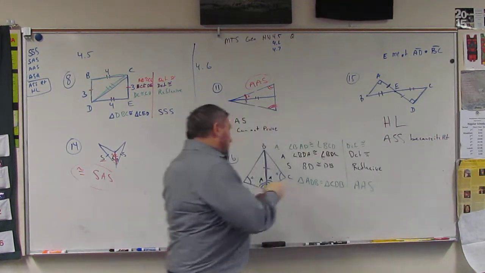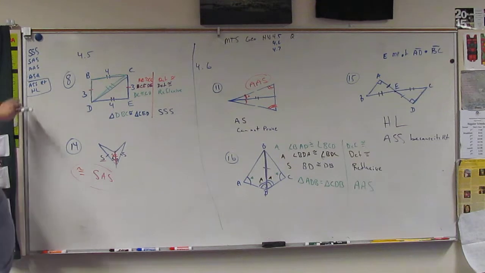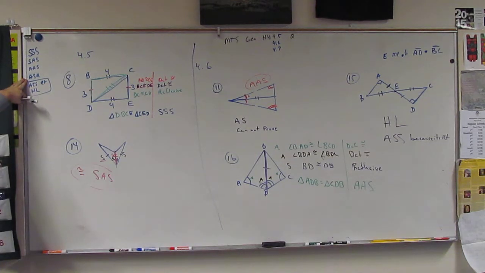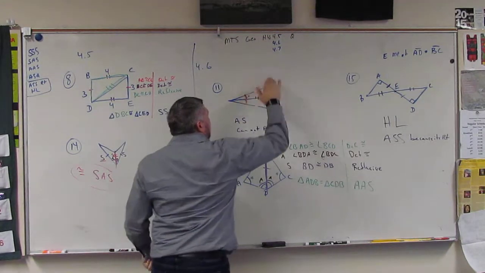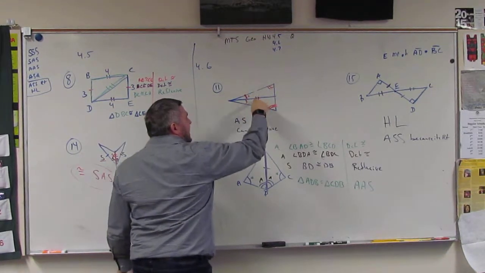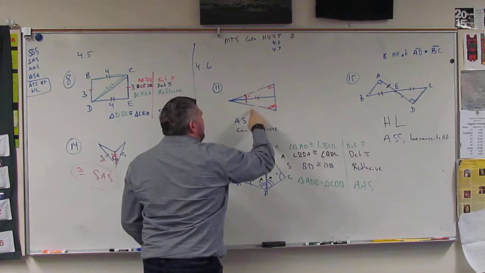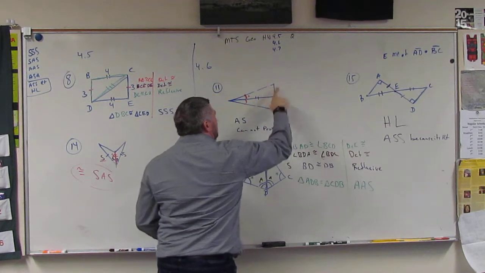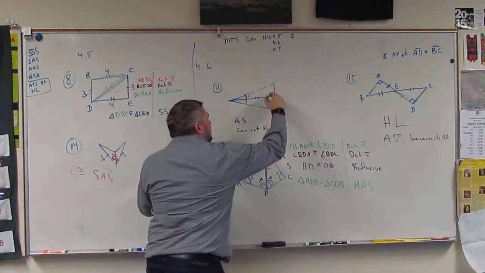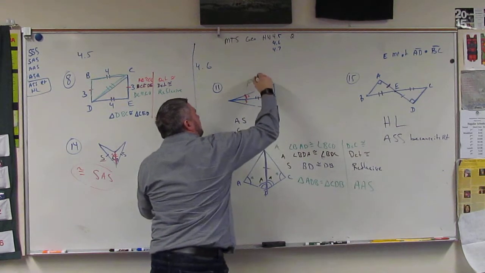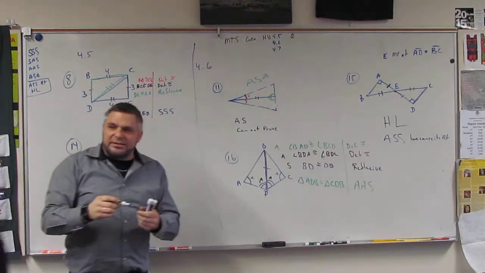Now the only one we didn't prove was what? Angle side angle. So look up here. If I want to prove this is angle side angle, then I would use angle side angle. Then I could have angle side angle. Does that make sense?